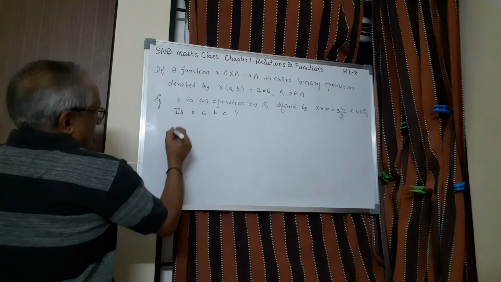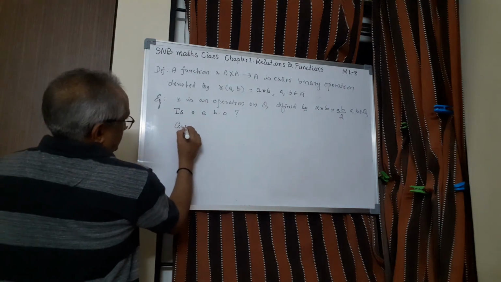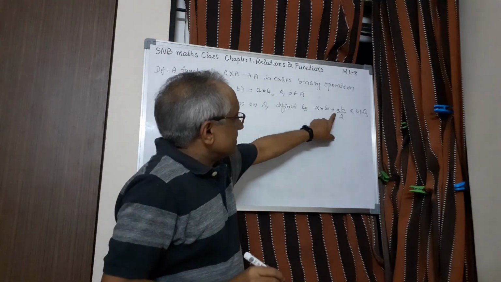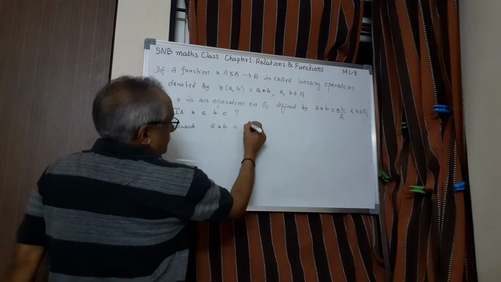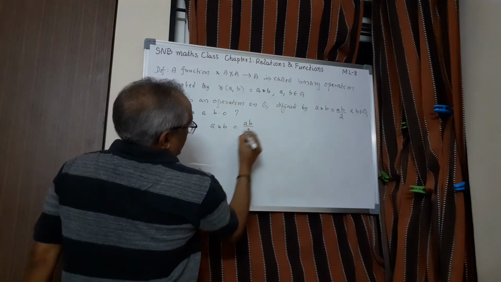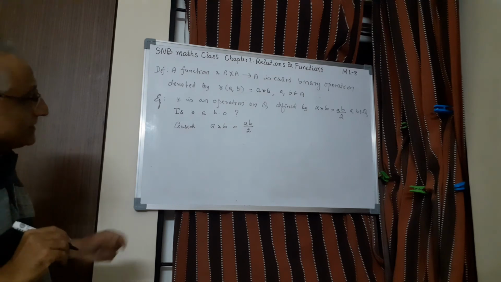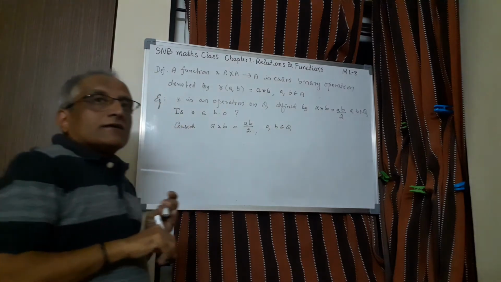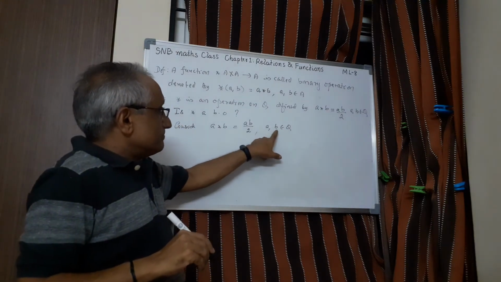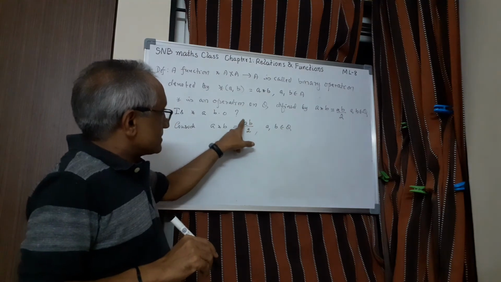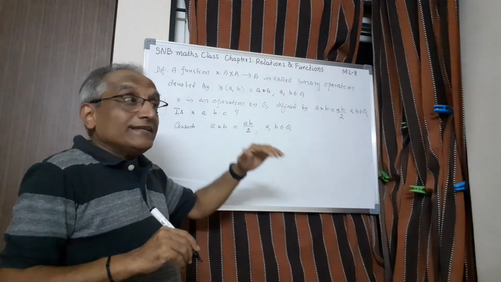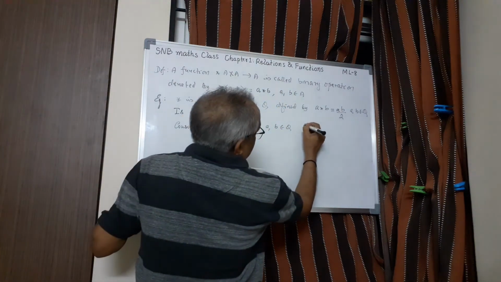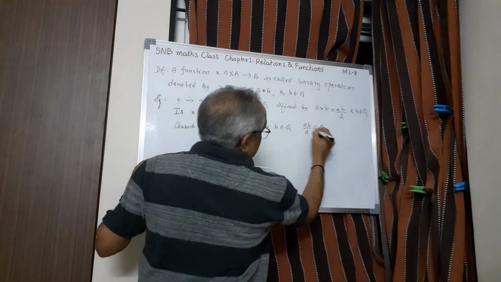How to check it? So now we have to consider like this. Consider a star b. The definition says it is ab divided by 2. Now ask yourself whether ab divided by 2 is in Q. Of course, the condition is a, b belonging to Q. Now, if a is a rational number and b is a rational number, what about the product of two rational numbers? It is a rational number. Any rational number divided by 2, once again it is a rational number. So definitely ab by 2 will be in Q.